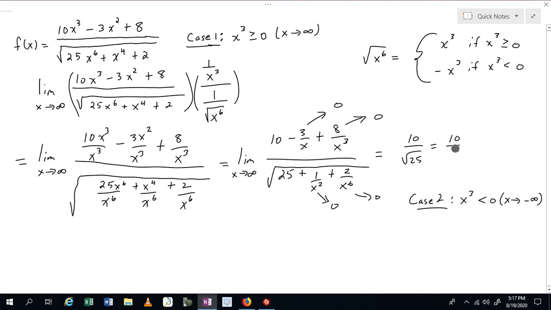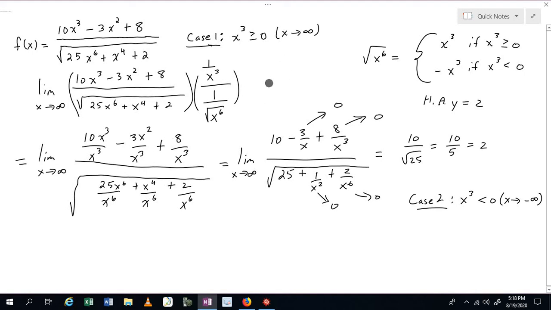And so that's just 10 over 5, which is 2. Okay? So the end behavior for this function, as x approaches infinity, the y value is approaching 2, which, by the way, means there's a horizontal asymptote at y equals 2 as well. Okay, so that's what's happening as x goes to infinity.